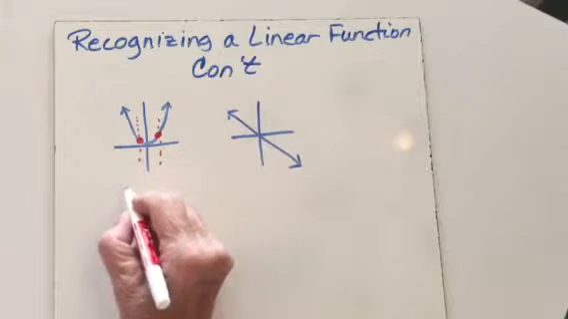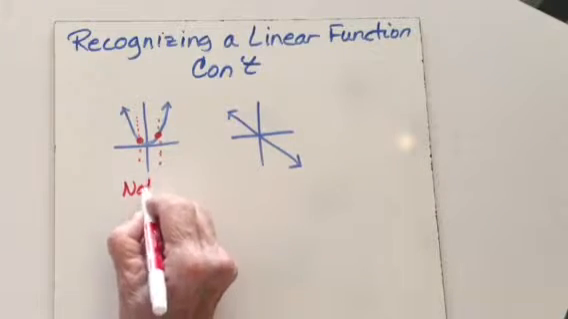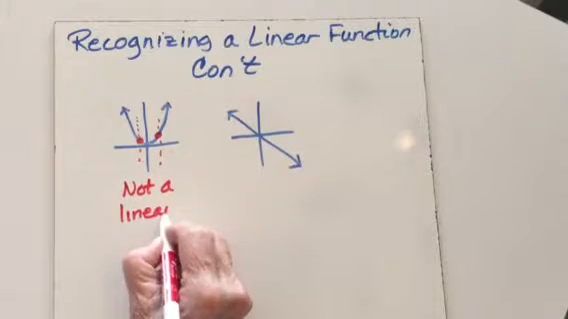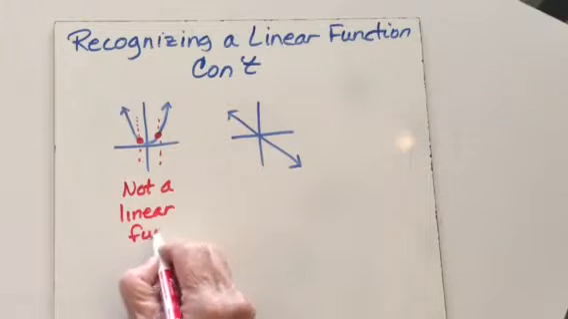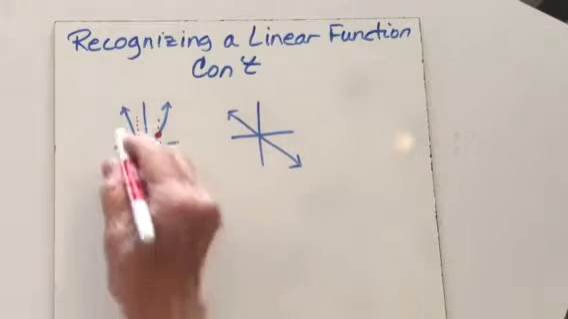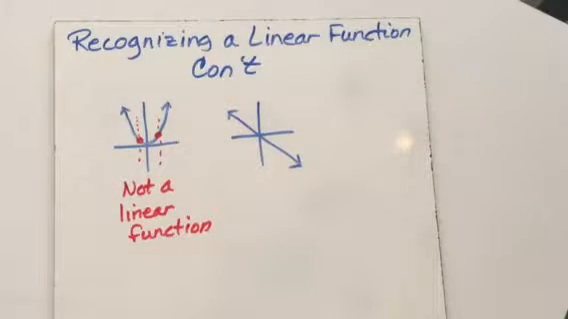But this is not a linear function. Why? Because it's not a straight line. In order to be a linear function, it has to be a straight line.